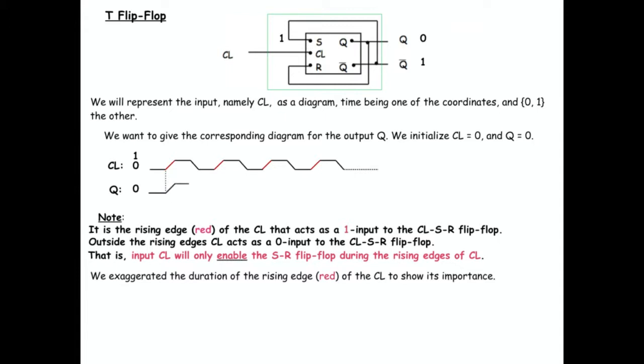Okay, so what happens to Q? The moment the 1 signal is sent here, right, Q becomes 1, right? Why?